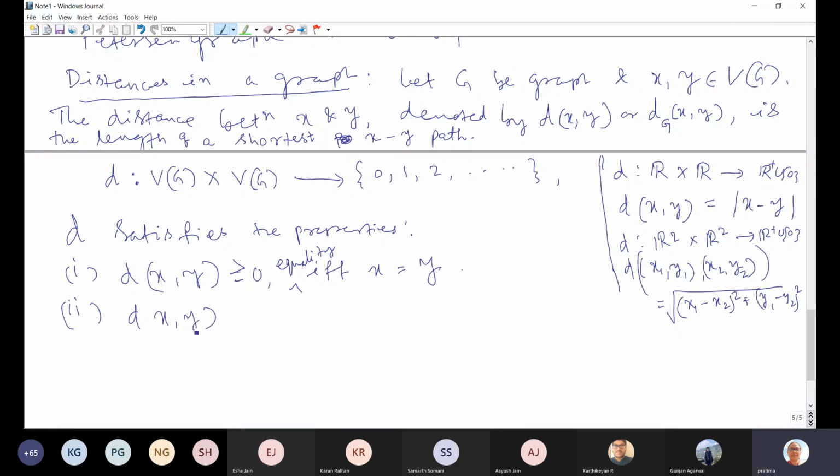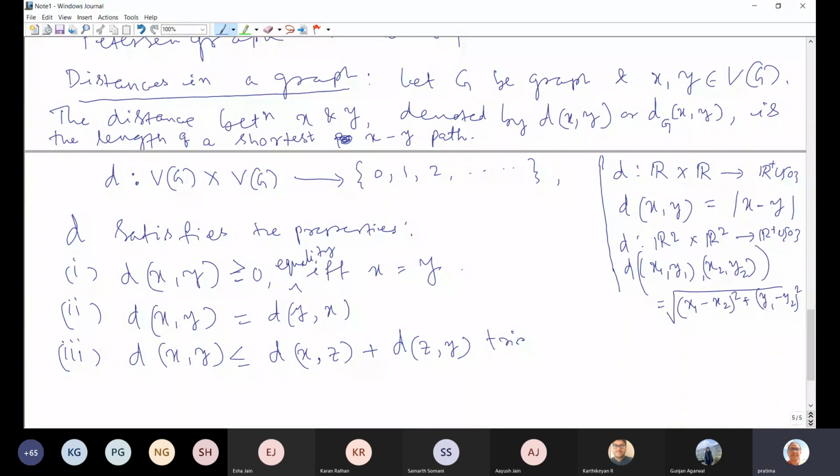The next one is commutativity: d(x, y) is equal to d(y, x). The third one is the triangle inequality: d(x, y) is less than or equal to d(x, z) plus d(z, y) for any other vertex z. This is called the triangle inequality. So the first one is non-negativity, and the second one is called symmetry.